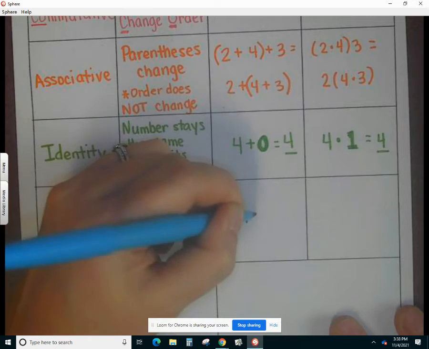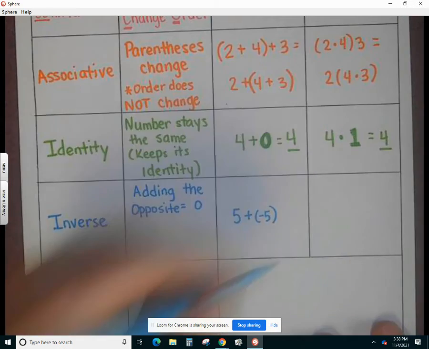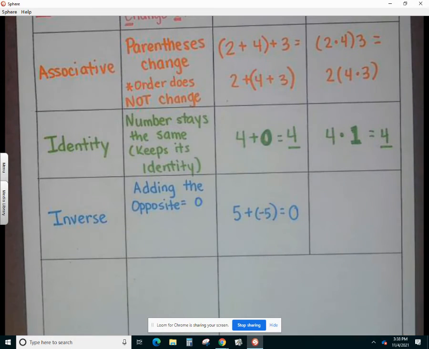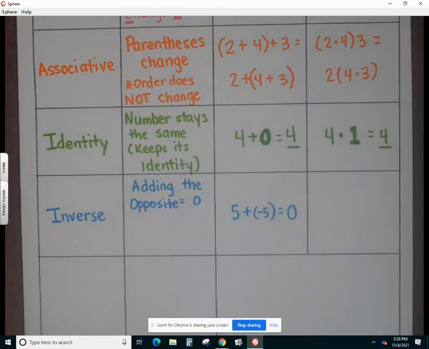So 5 and -5, those are opposites. So if you add two opposites together, they would all be 0 pairs. And so 5 plus -5 equals 0.